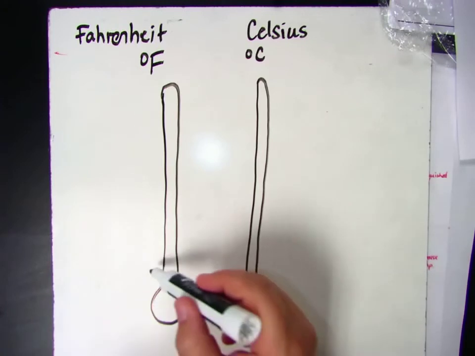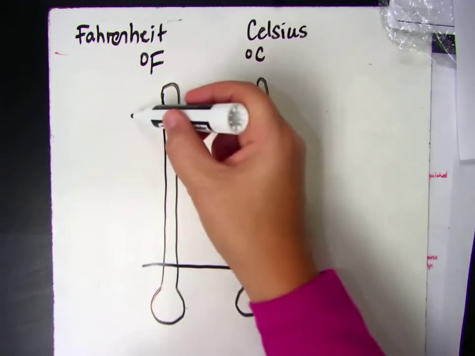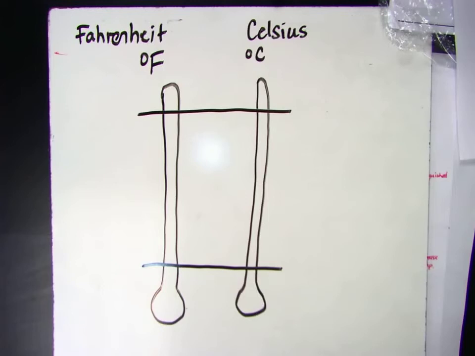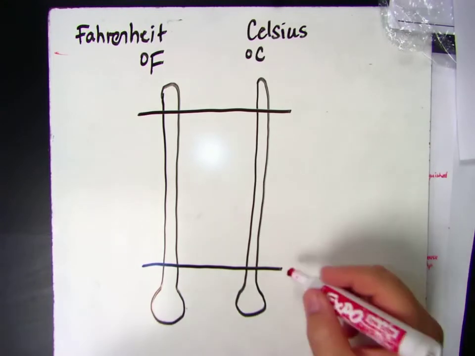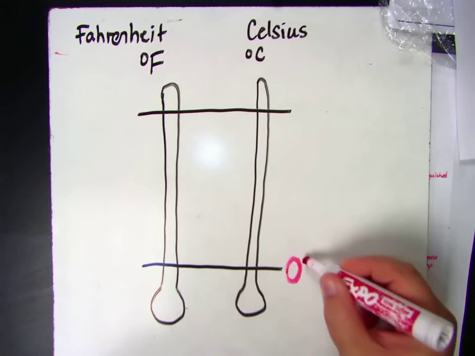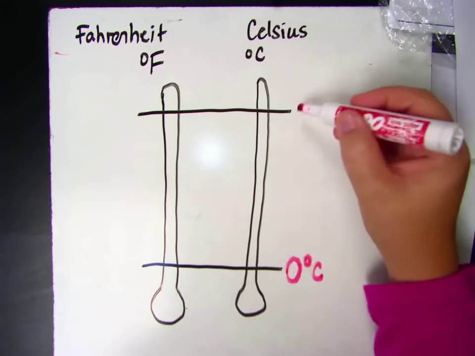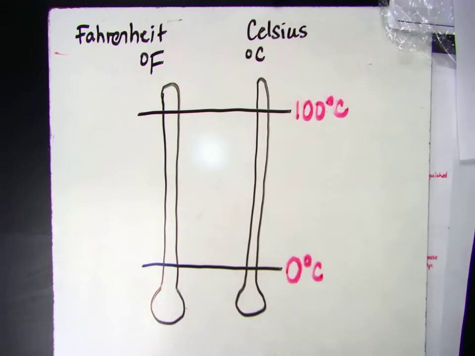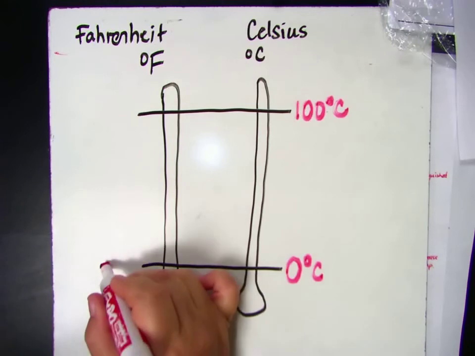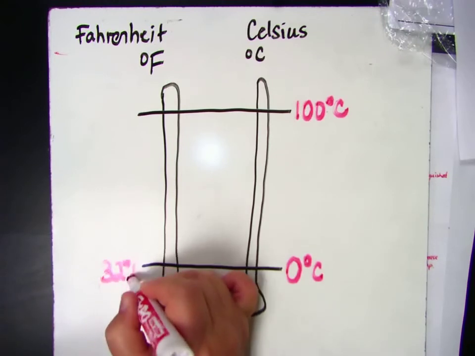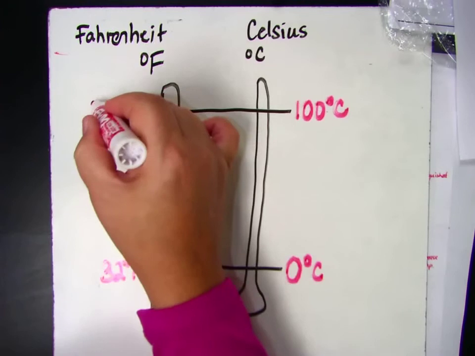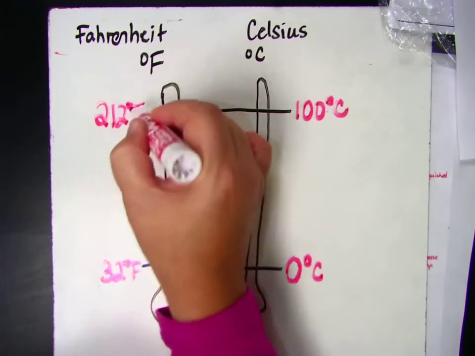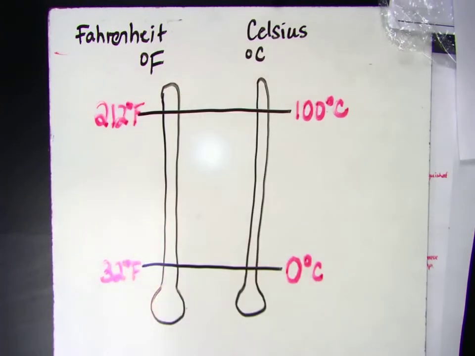Okay, so what you need to remember is the freezing point of water and the boiling point of water for each of these temperature scales. Okay, Celsius is quite easy. The freezing point is 0 degrees Celsius, and the boiling point is 100 degrees Celsius. Okay, that's the freezing and the boiling point of water in degrees Celsius. And in Fahrenheit, it's 32 degrees Fahrenheit for the freezing point and 212 degrees Fahrenheit for the boiling point.